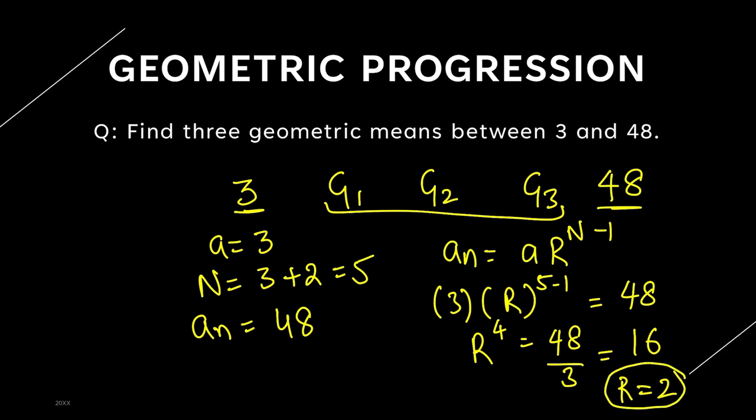We got the value of r as 2. So to calculate G1, 3 into 2 is 6, which is G1. 6 into 2, 12, is G2. 12 into 2 is 24, which is G3, and 48 is the last term. I hope this is clear.